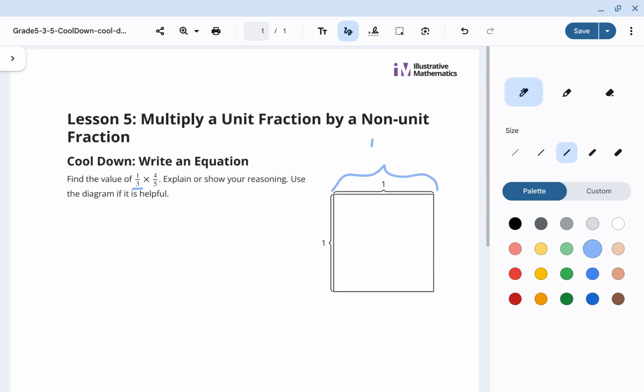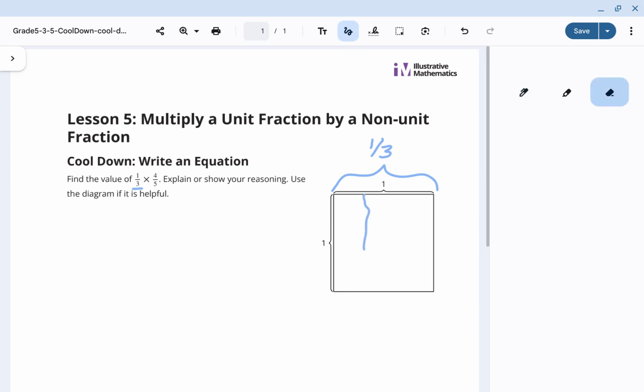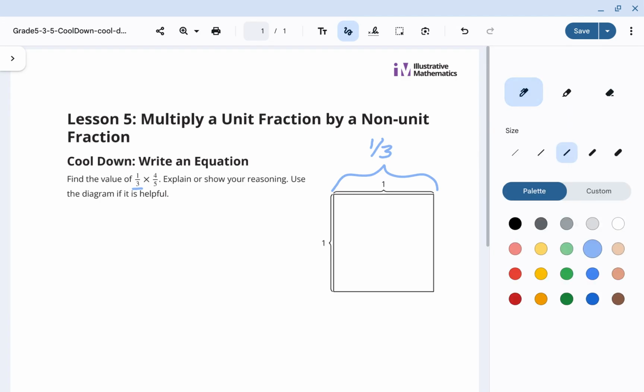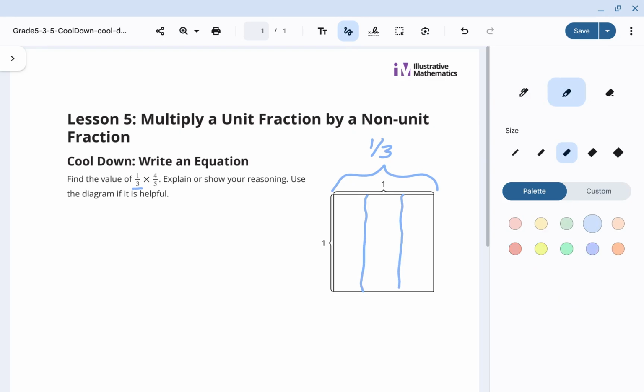I'm going to take my first factor of 1/3 and I'm going to show that vertically in my square by showing it in the columns. How many total columns should my whole have? It should have 3 because that denominator is 3. So now I see 1 column, 2, 3 columns, right? Now how many of those columns should have shading? 1/3 of my whole should have shading, and certainly now I see 1 of the 3 columns with shading.